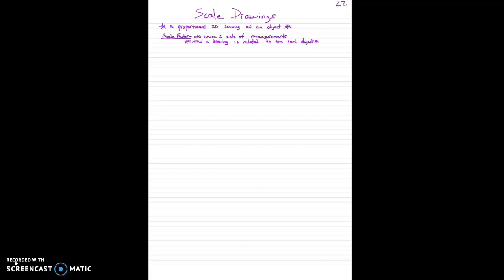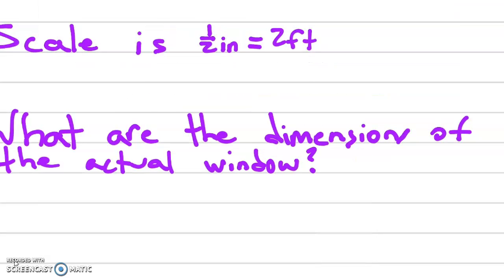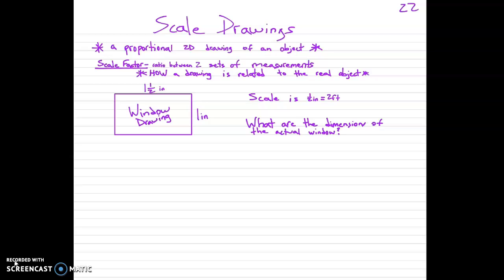Okay, so let's get started. All right, so here's a drawing of a window. Remember, it's just a drawing, and the drawing is 1.5 inches long and 1 inch tall. It says that the scale is 1/2 of an inch equals 2 feet. So what are the dimensions of the actual window? Okay, pause this and write that down if you need to.